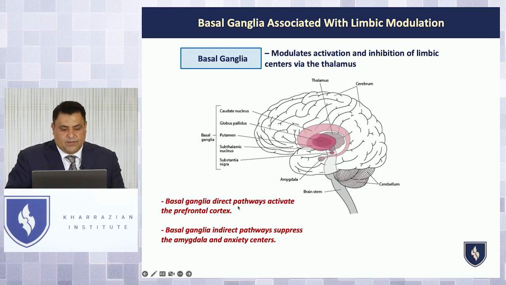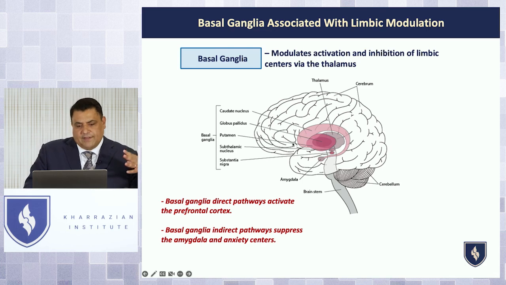The basal ganglia direct pathways activate the prefrontal cortex. The basal ganglia indirect pathways suppress the amygdala and anxiety fear centers. So people that have dysfunction in their indirect pathways may not be able to calm down their anxiety. For some people, their sympathetic pathways are being activated, their amygdala is going crazy, but people that have basal ganglia injuries or dysfunctions can't suppress that activity. And then the basal ganglia direct pathway activates the prefrontal cortex that can help with changing patterns like depression. So it's kind of like the modulator, excites, inhibits, keeps the tone of the limbic system.